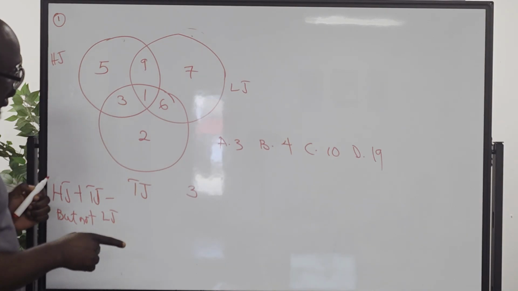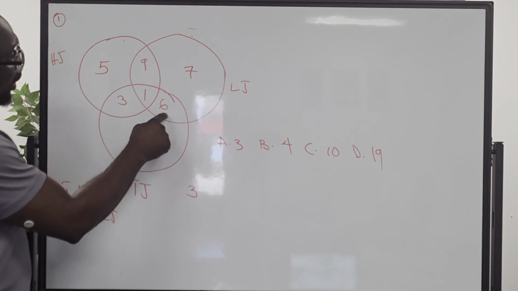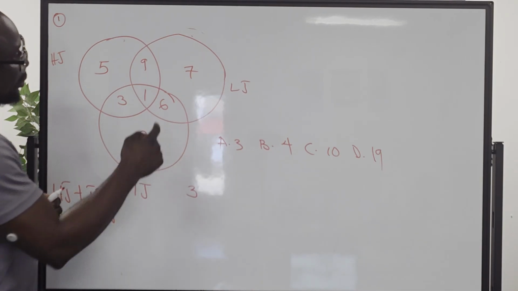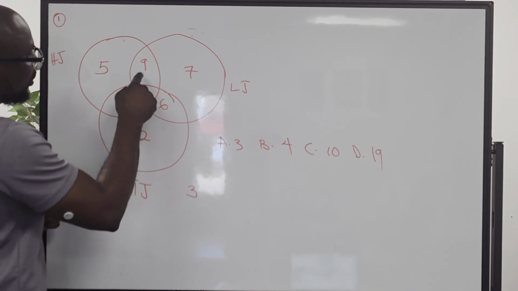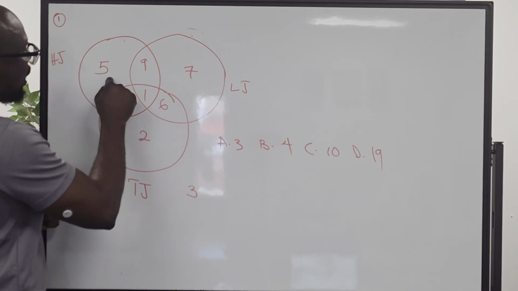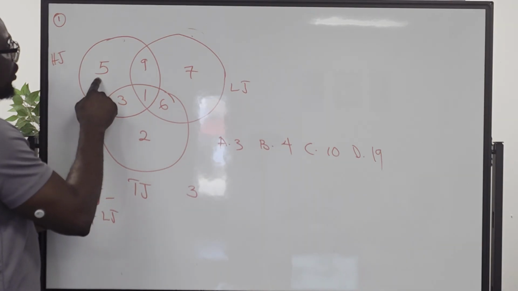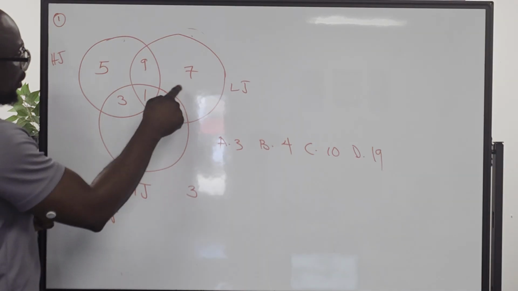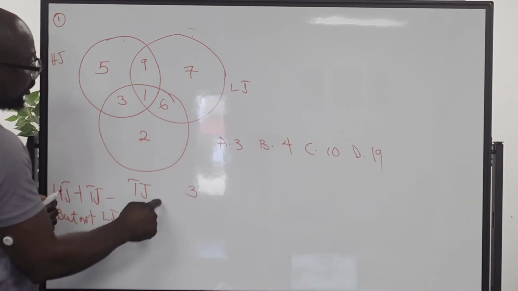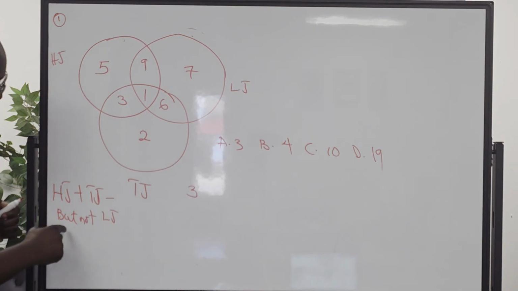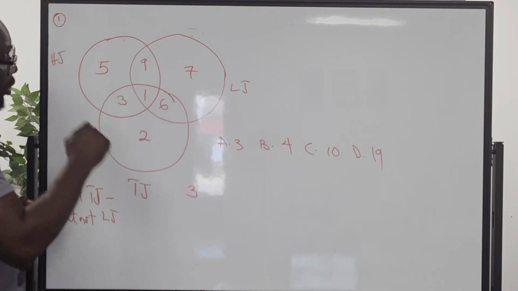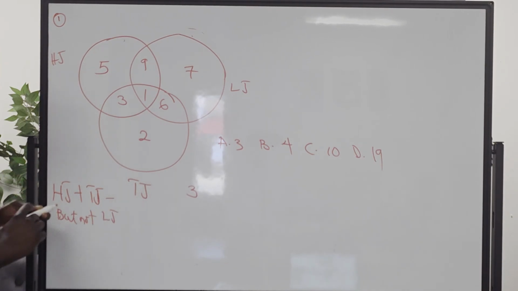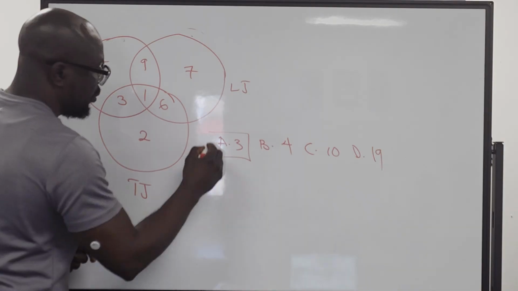So if you look at this one, it is both long jump and triple jump, so you can't use that. This one is only long jump. This one is long jump and high jump, so you can't use 9. 5 is only in high jump. 1 is in all 3, long jump, triple jump, and also high jump. And they said, but not long jump, so you can't use 1. So the only one that is both in high jump and triple jump is 3. So the answer is A.